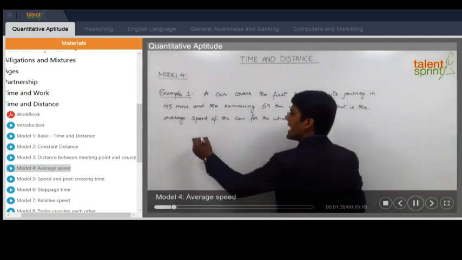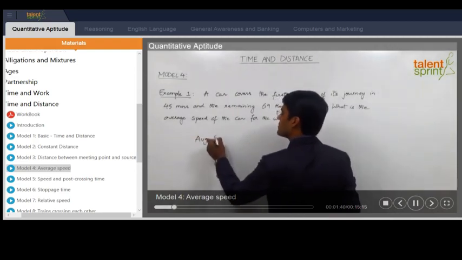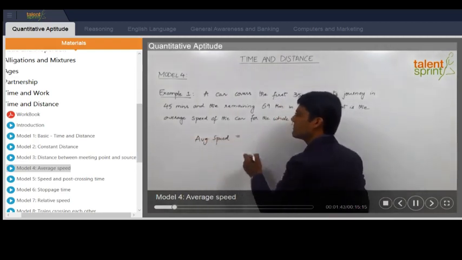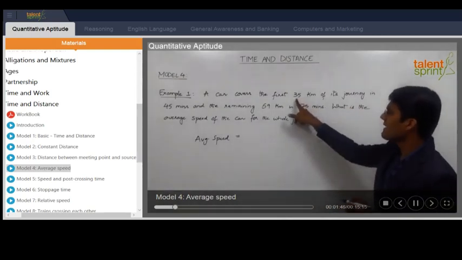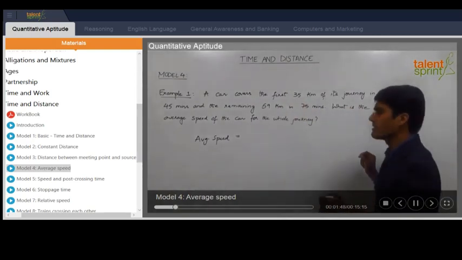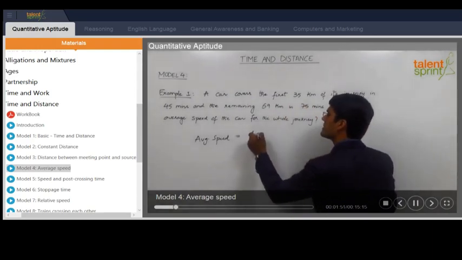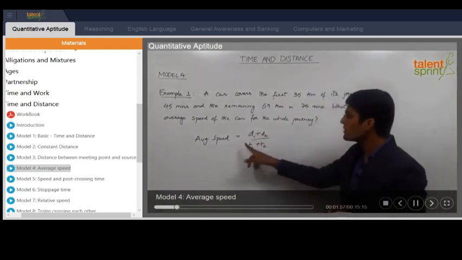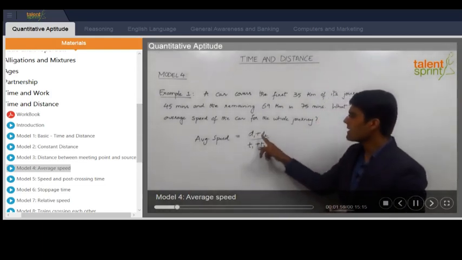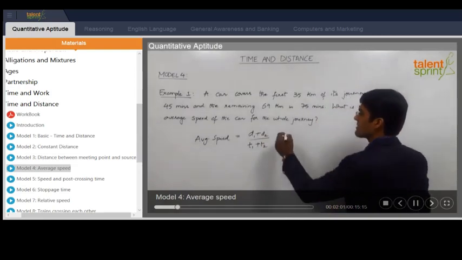We very well know that average speed is nothing but total distance traveled by total time taken. Now here as we can see the distance is in two parts, first 35 kilometers and then 69 kilometers. So we can say that it is D1 plus D2, that is the total distance, divided by total time T1 plus T2. So T1 is the time taken to travel D1 and T2 is the time taken to travel D2. So let us now substitute these values.